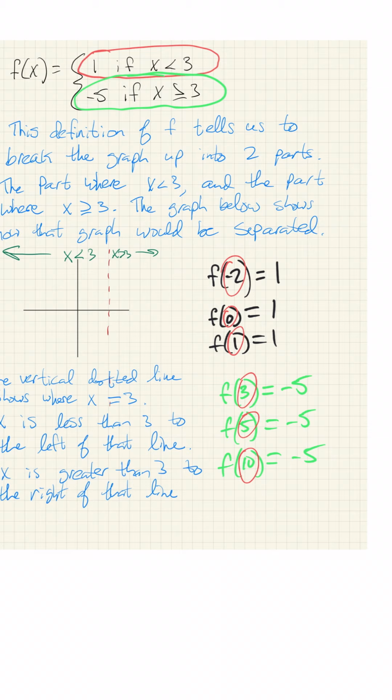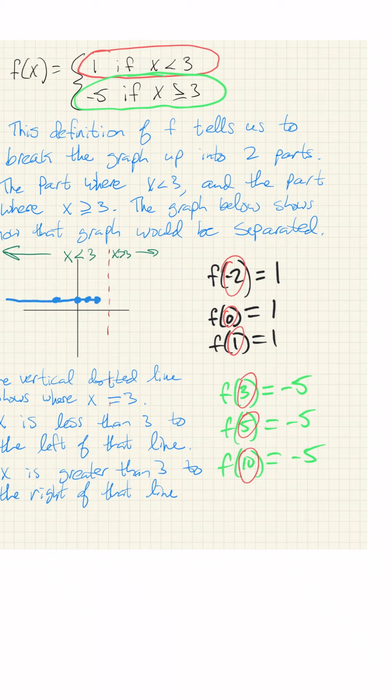So what would this look like on the graph? Well, whenever x is less than 3, the function values are 1. So like for instance, we found that when x was negative 2, the function value, or in other words y, f of x and y are the same thing, would be 1. f of 0 would be 1. f of 1 would be 1. And as a matter of fact, anything up to where x is 3 would be 1.